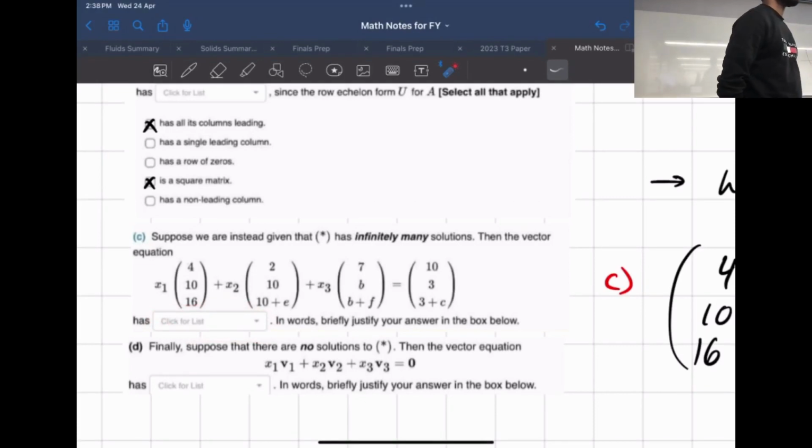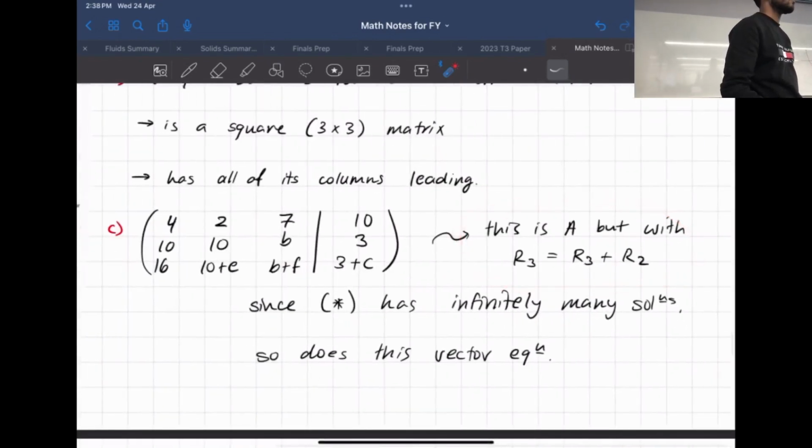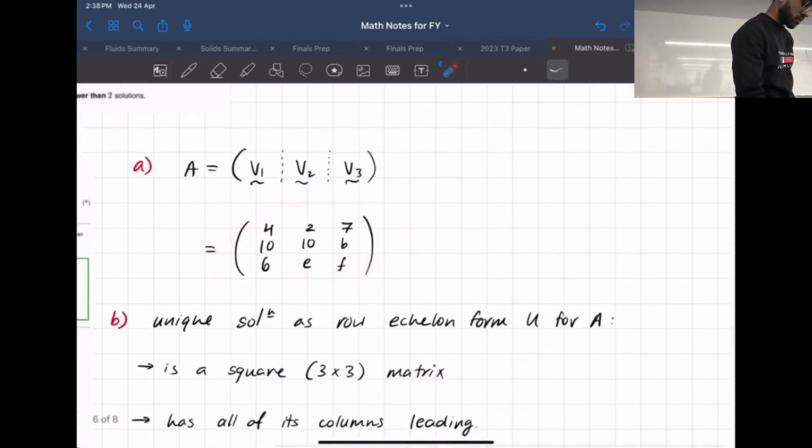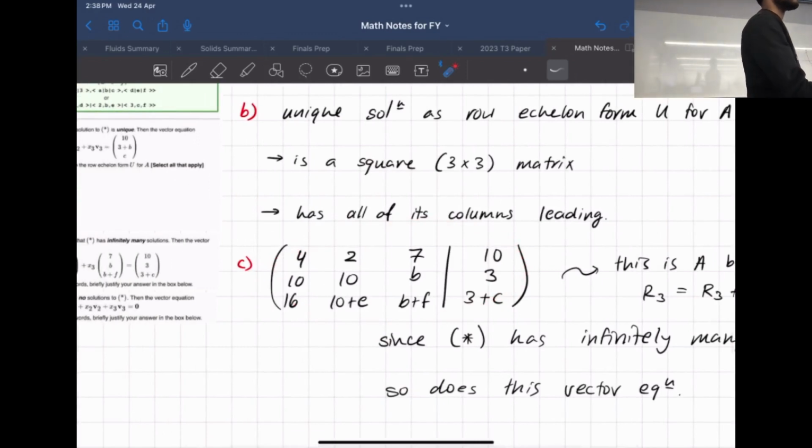Infinitely many? Yes. How come? Okay, yeah, that's one way to say it. What do we notice about this equation here? If we form a matrix, this matrix is just R3 plus R2 from our matrix here, because we're doing R3 plus R2, right? You guys notice that? So essentially, the matrix is staying the same. Yeah? We're just doing row reduction.